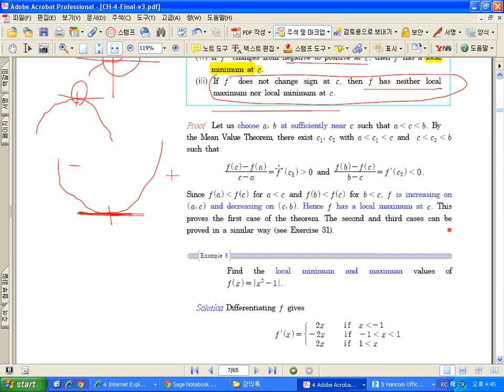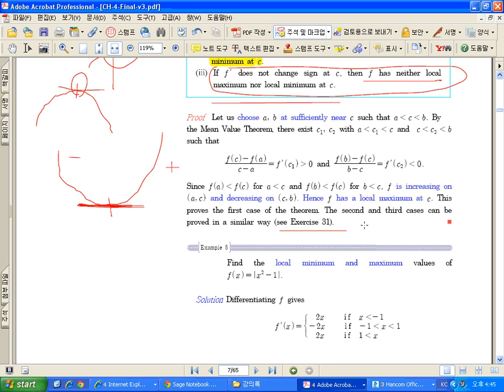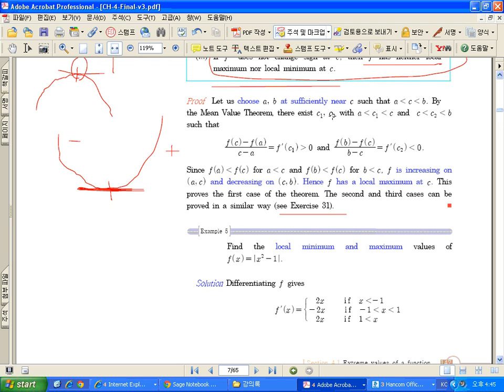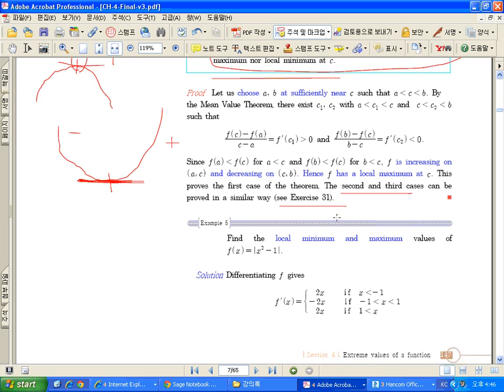Okay? The proofs can be given simply like this, and you can read. This shows one part of the proof. You can do the second and third part as an exercise.